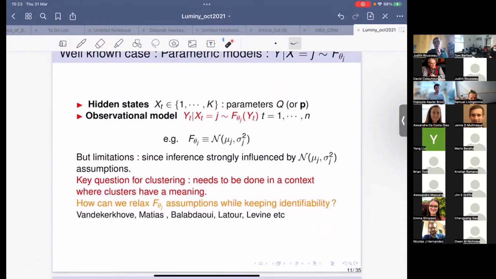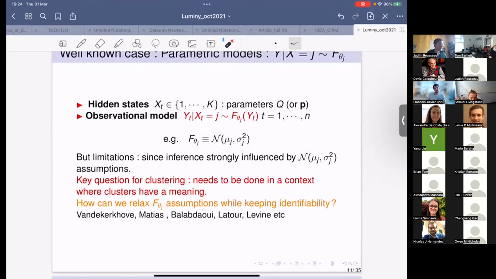So usually hidden Markov models are considered in a parametric framework, or they are extensions of mixture models. So they are considered in a parametric framework where the emission distributions belong to a parametric family, and the normal one is one of the most famous ones. But the problem is that they are strongly dependent on this parametric family, and if you're misspecified in the parametric family, you can be quite badly behaved in terms of what you want to do.